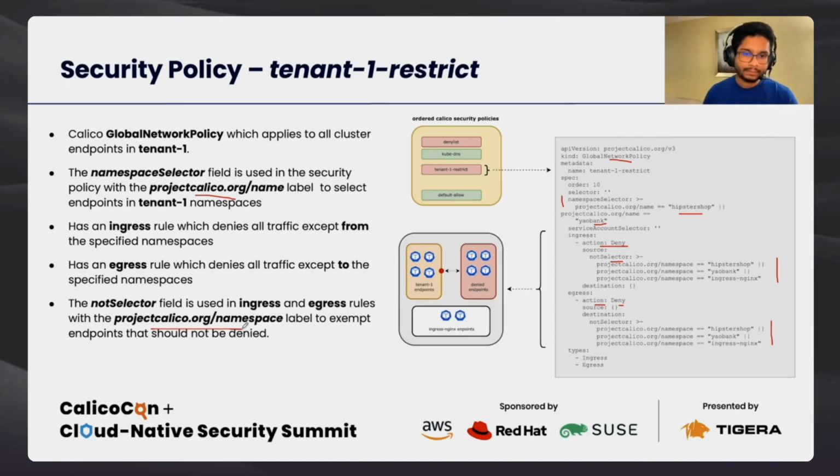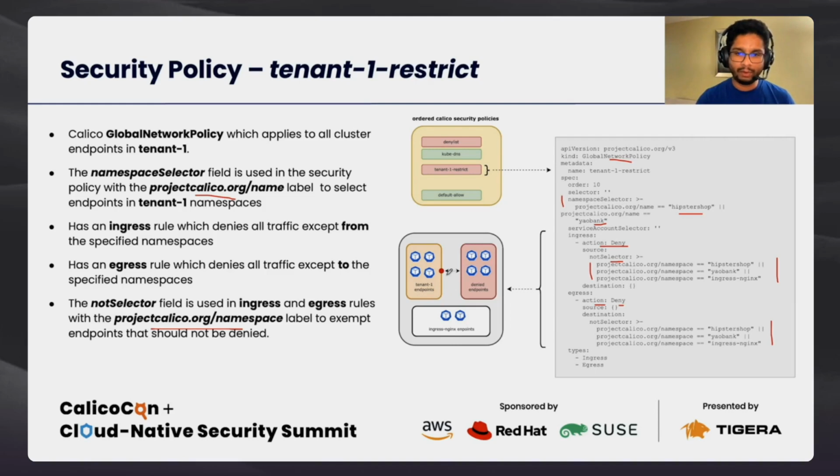Okay. So since we're using a not operator, we're using the projectcalico.org/namespace label, and we're providing the name of the namespace so that those endpoints are exempted from the security policy. Now, if you want to visualize this policy, we have the tenant1 endpoints selected using the namespace selector. So basically endpoints in Hipster Shop and Yao Bank.